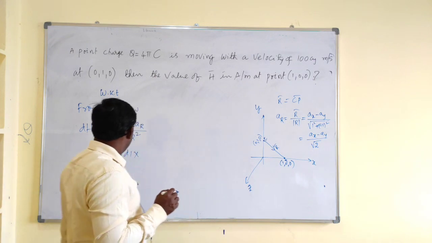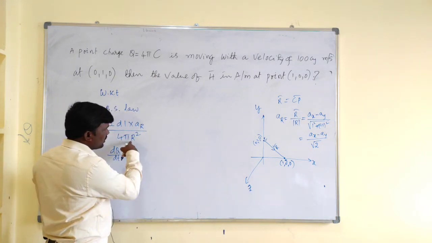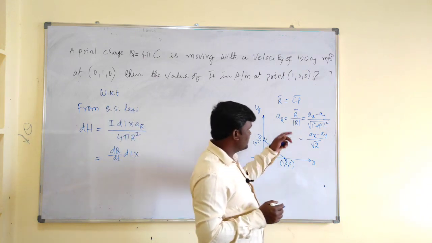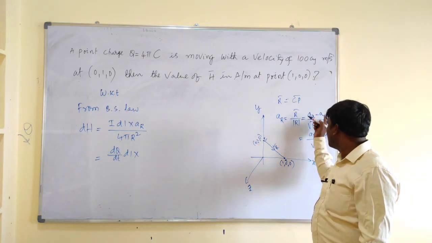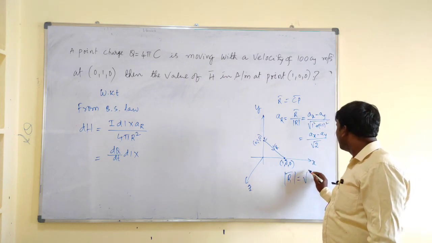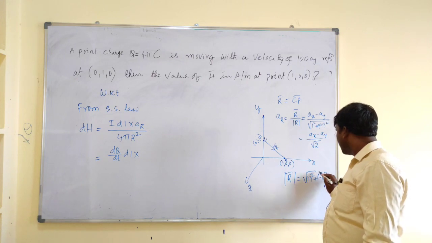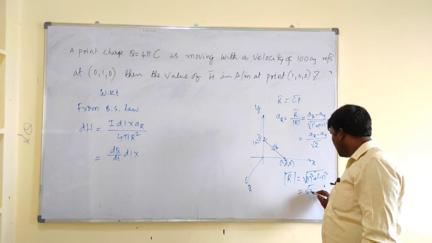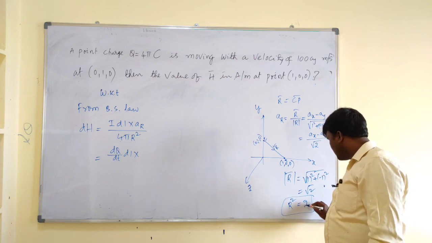So we have dQ by dt, dl, a_R. And what about R squared? Mod R is nothing but root 2, that is the root of 1 squared plus minus 1 squared. So R squared is nothing but 2.